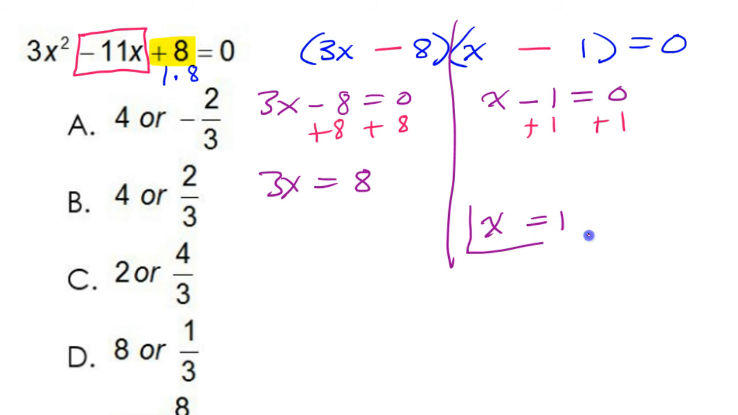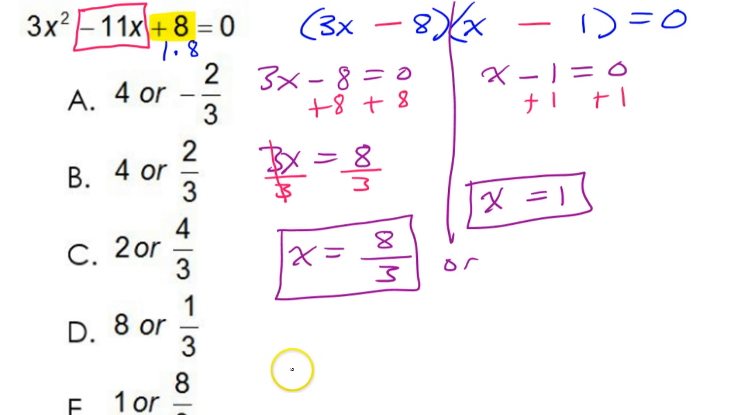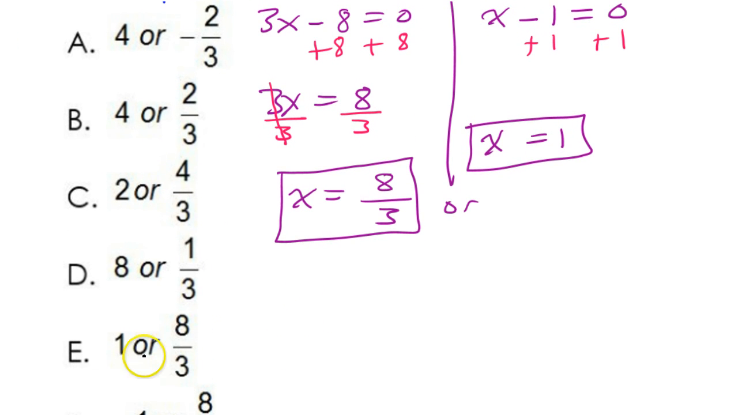Okay, so that's one solution right there. Meanwhile, over here I have another step. I need to divide both sides by 3. So that's going to give me x equals 8 over 3. Okay, so those are my two solutions, 8 over 3 or 1. I don't see any of those answers here. Oh, there it is. E.